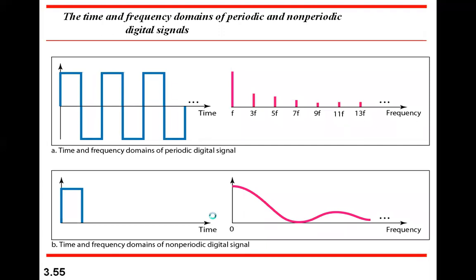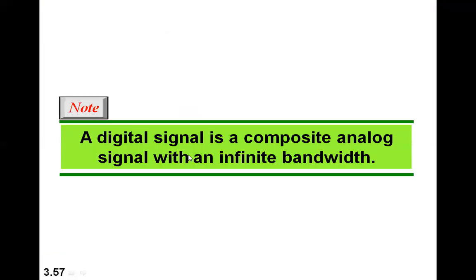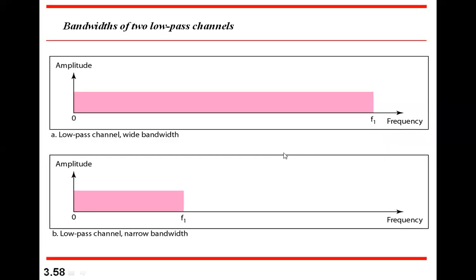That means the channel should act as a low pass filter. What is low pass? A low pass filter starts from 0 and allows frequencies up to a certain limit, so we call it a low pass signal. This signal is a composite analog signal with an infinite bandwidth. Strictly speaking, theoretically, it should have infinite bandwidth. Then only at the receiving end can you reconvert back to the original shape.